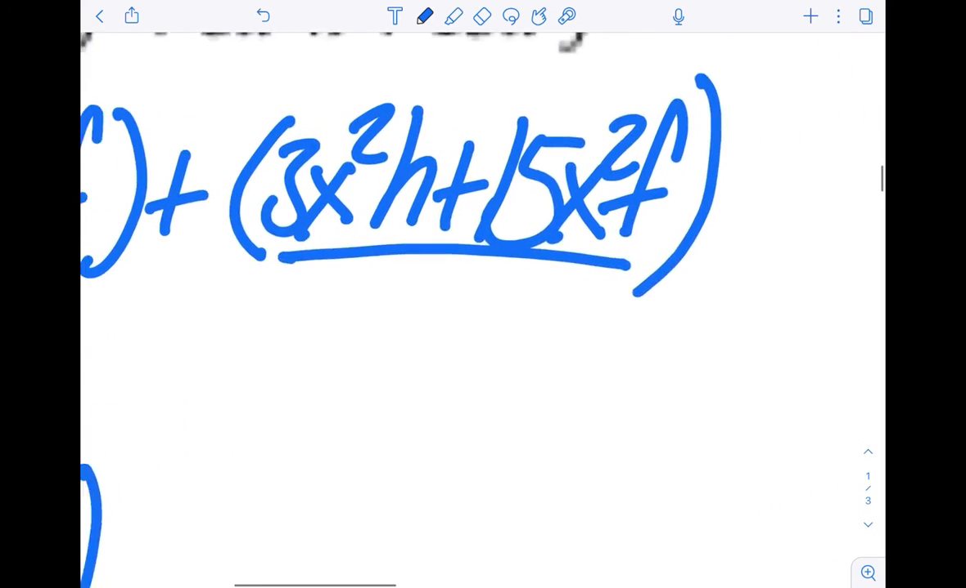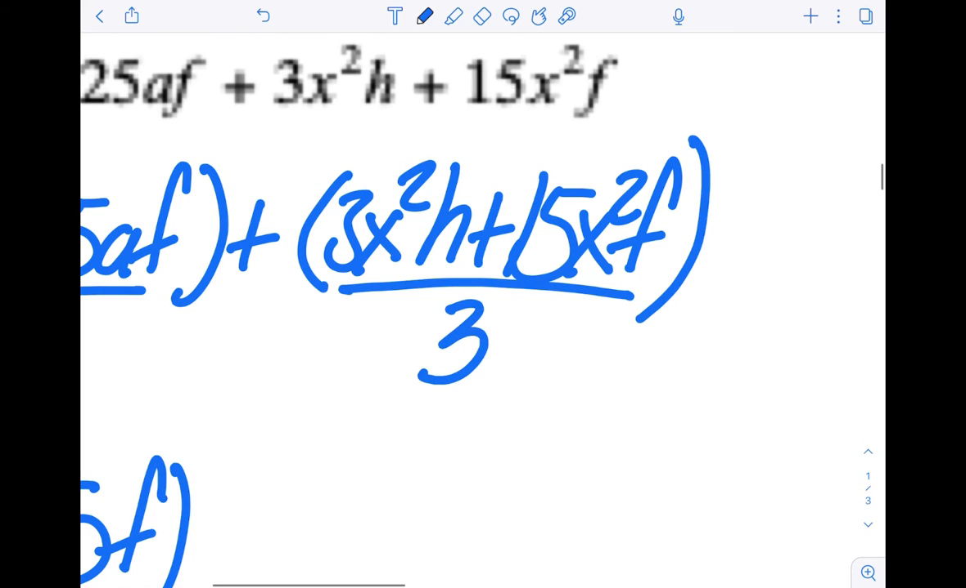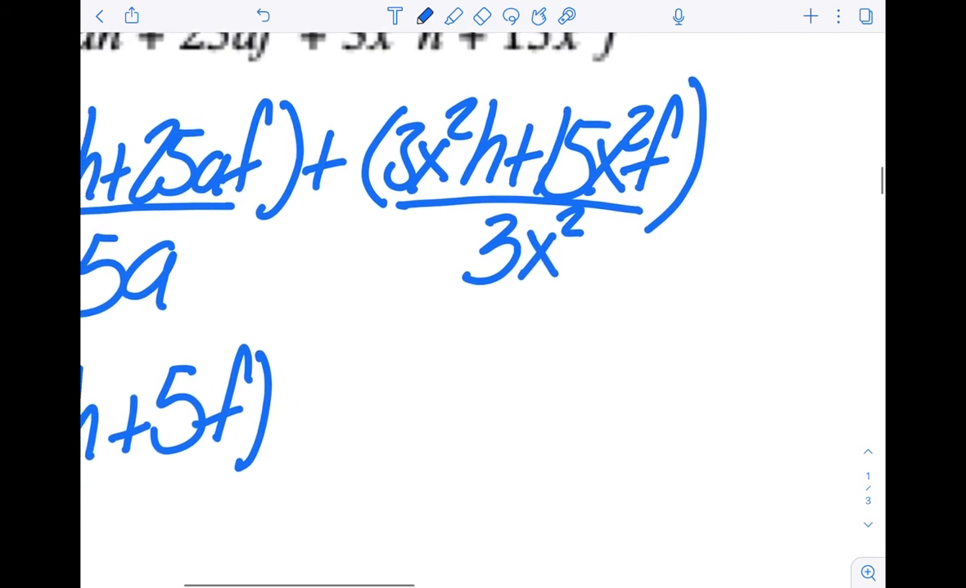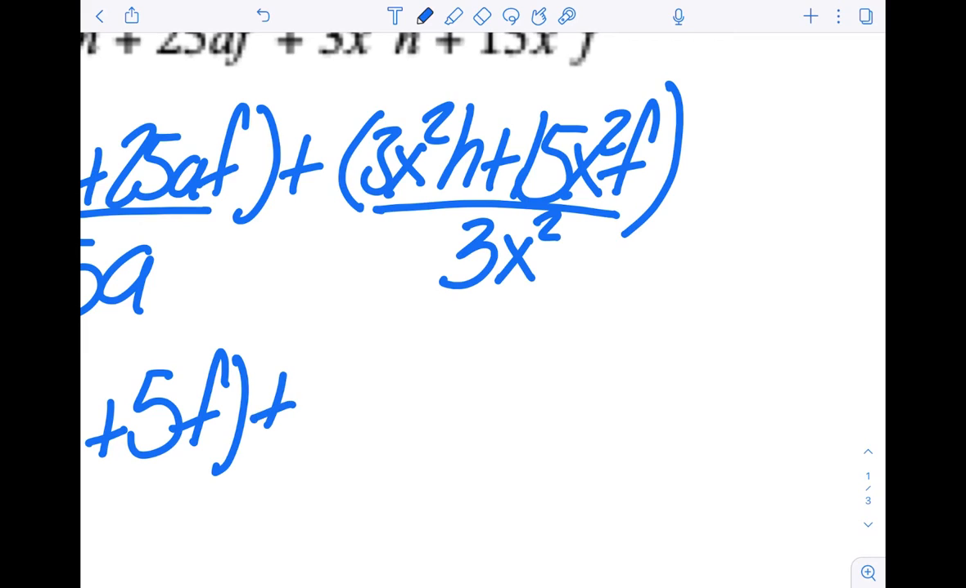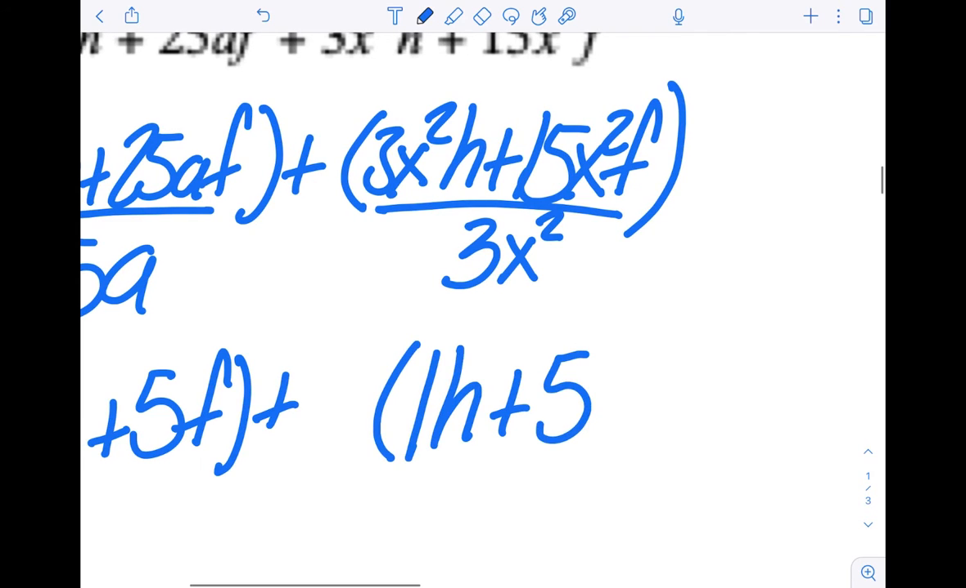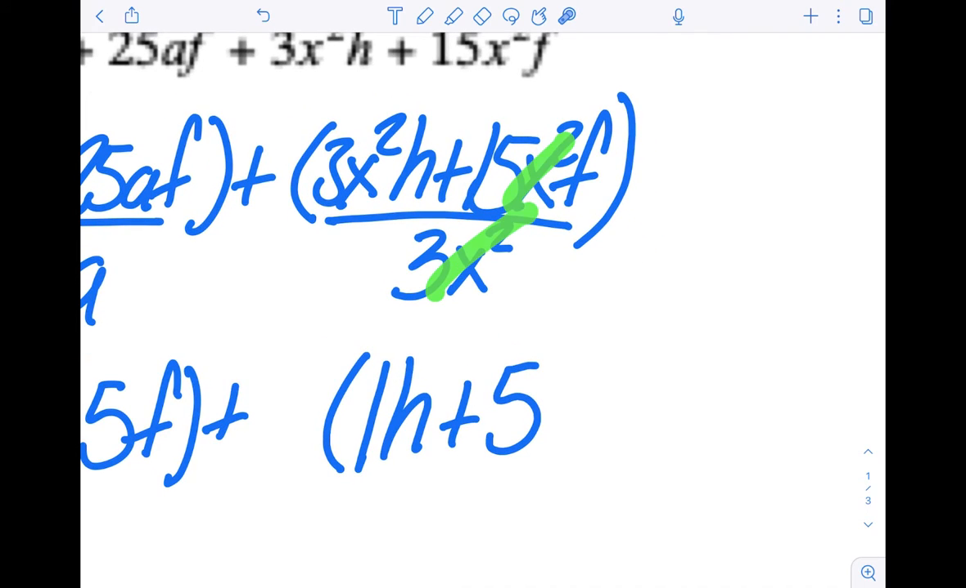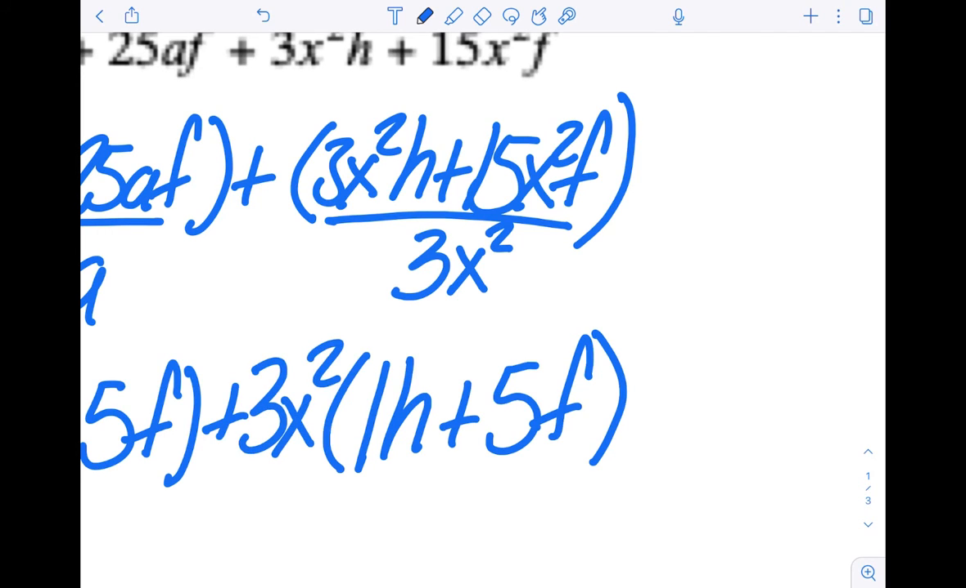Perfect. Now with these 2, I'm going to divide by 3. 3 goes into 15 and 3, and they both have an x squared. Look at that, both terms. So 3 divided by 3 is 1, so I'm left with 1. So I'm going to put a plus parentheses 1, and I bring down my H. 15 divided by 3 is 5. My x squares cancel each other out, and I bring down F. And I bring down 3x squared in front.